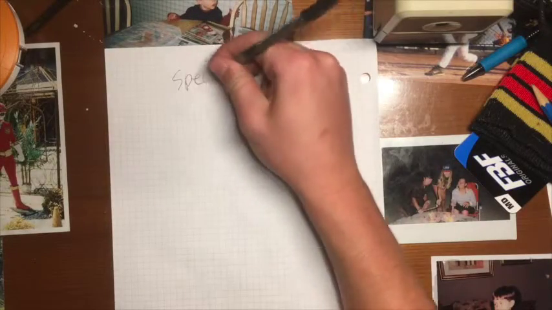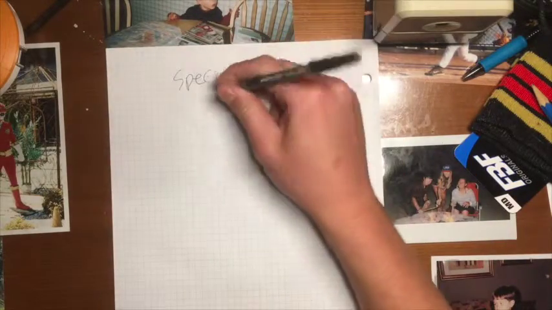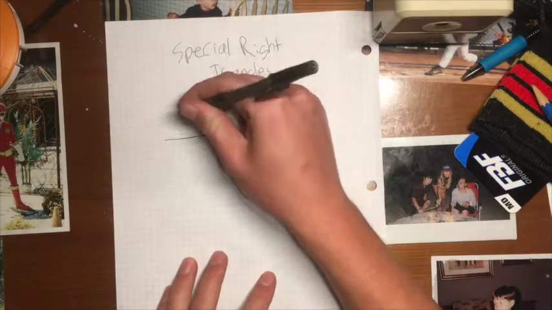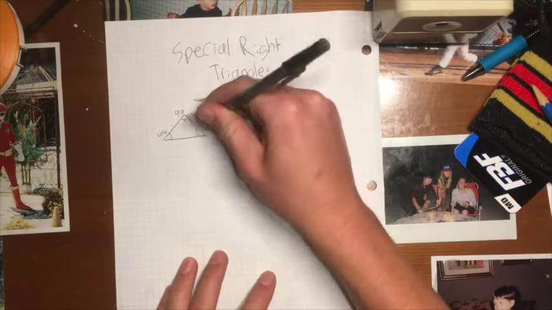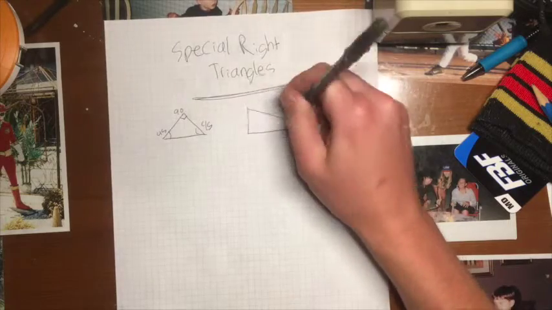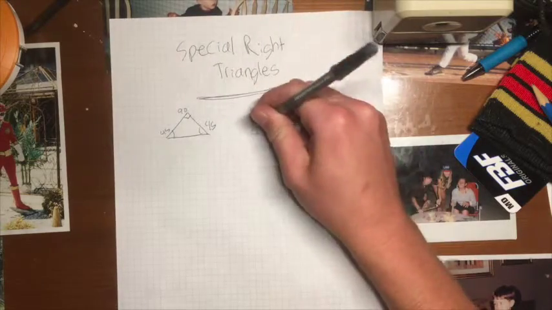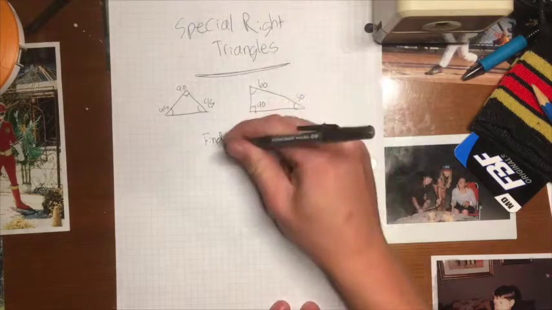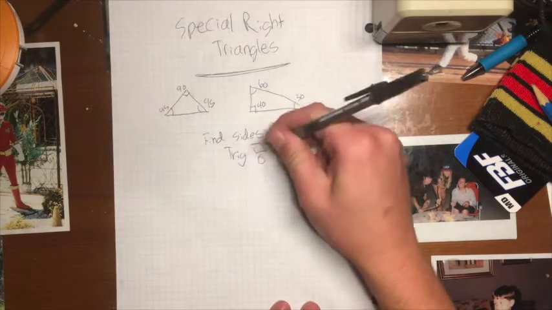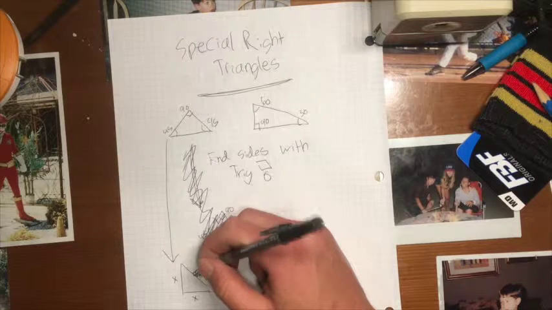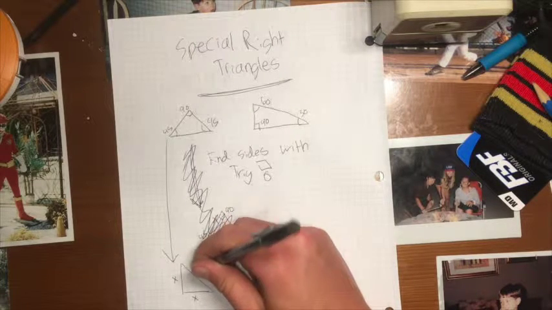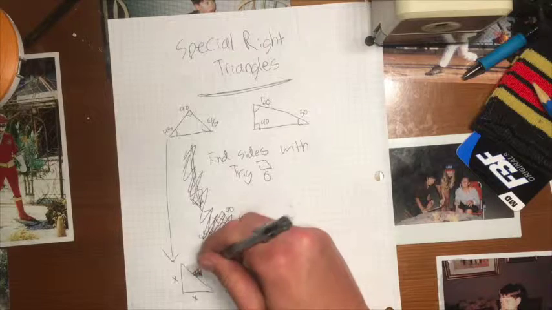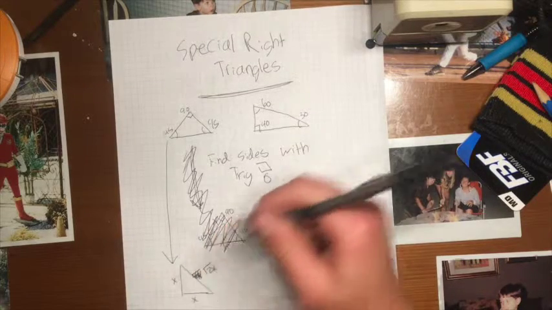Okay, let's talk a little bit about special right triangles now. There are two types of special right triangles, a 45-45-90 and a 30-60-90. Because of these angles, we're able to determine what the sides of the triangle are without using trigonometry. So let's talk about the 45-45-90 triangle. Its sides are x, x, and the hypotenuse is root 2 x.